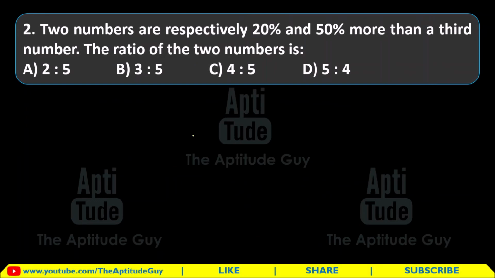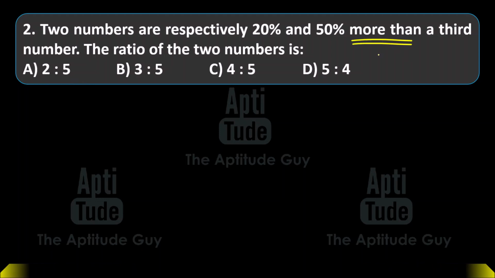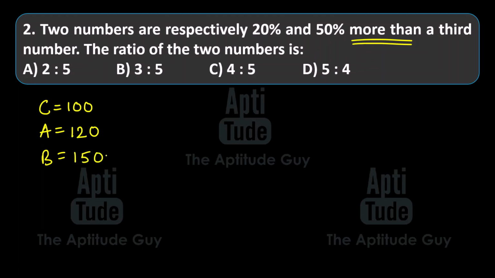Alright, let's do it. Two numbers are respectively 20% and 50% more than a third number. More than. The people who got option A as the correct answer, you did not read this part. Okay, so let the third number be C, and that is 100. So the first number is 20% more than 100. 20% more than 100 is 120. And B is 50% more than 100. 50% more than 100 is 150.